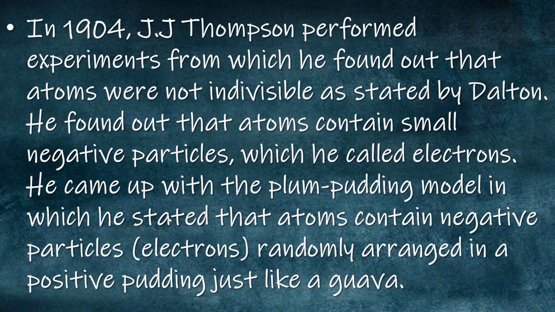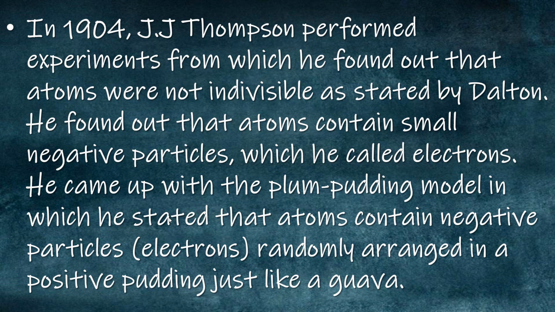So Thomson found out that atoms contain small negative particles which he called electrons. So he came up with the plum pudding model, in which he stated that atoms contain negative particles, which we call electrons, which are randomly arranged in a positive pudding, just like a guava.